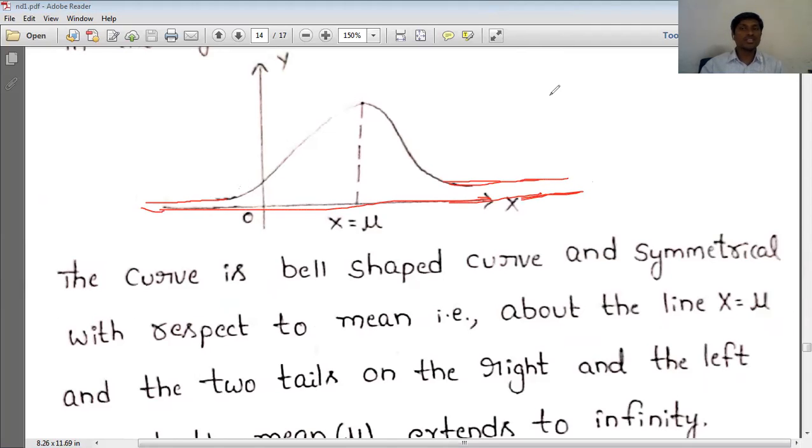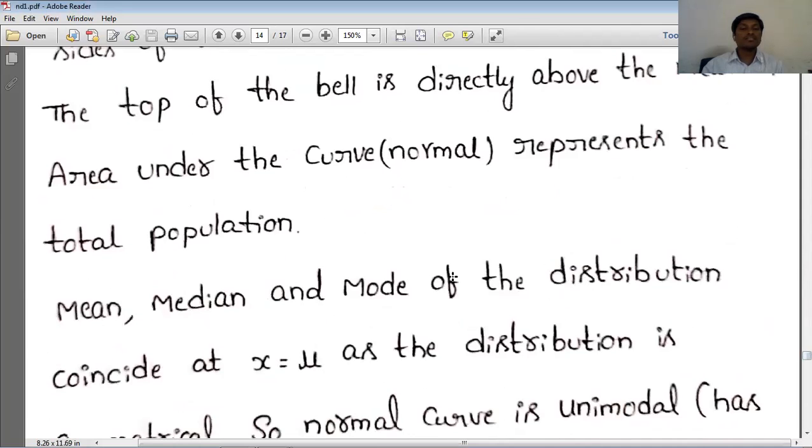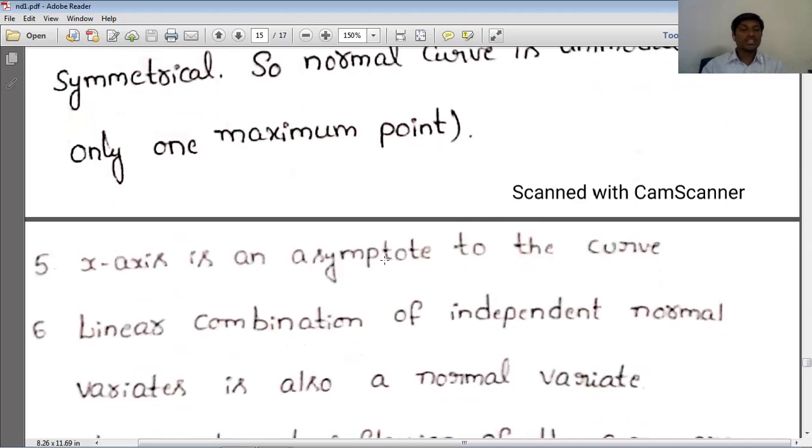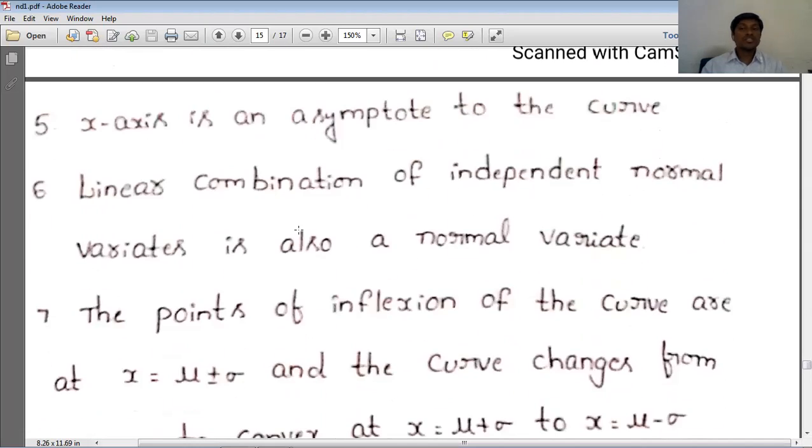An asymptote is nothing but a line, and that line here is the x-axis, which touches the curve at infinity. Next, a linear combination of independent normal variates is also a normal variate. So a combination of independent normal variables is obviously normal.